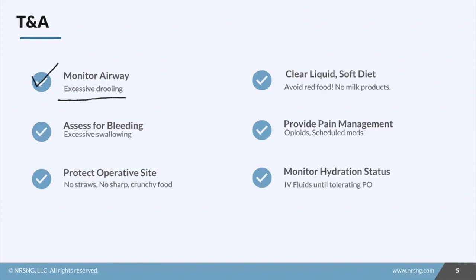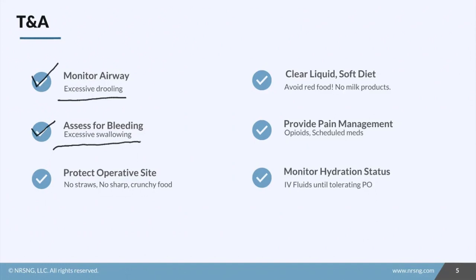Your next priority is to assess for signs of bleeding. And the red flag symptom here is excessive swallowing. If they're bleeding, the blood's going to be draining right down the back of their throat, which is going to cause them to swallow a lot. We're not necessarily going to see that blood unless they vomit. So if they vomit, be looking at that because they could have bright red blood there, and that would be your other sign that the child is having bleeding.